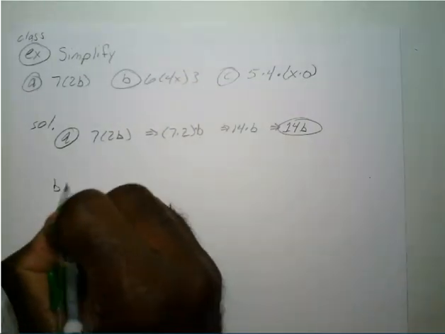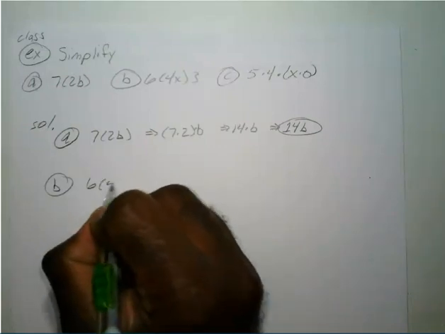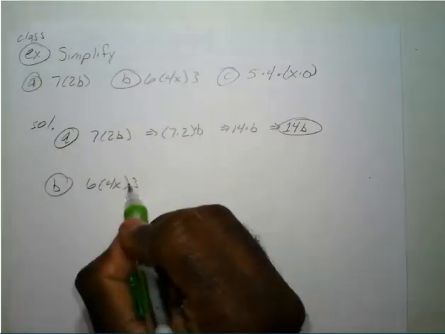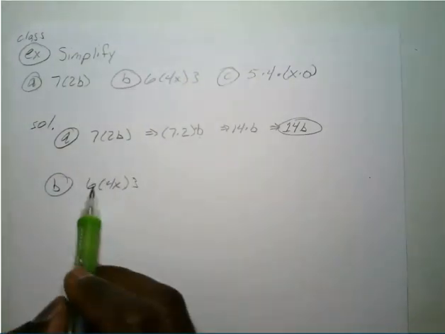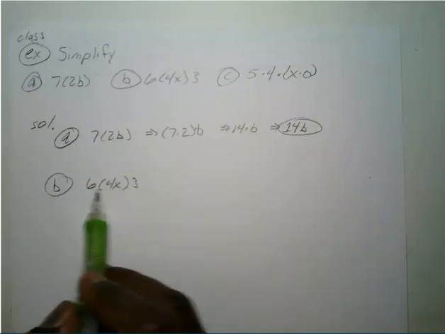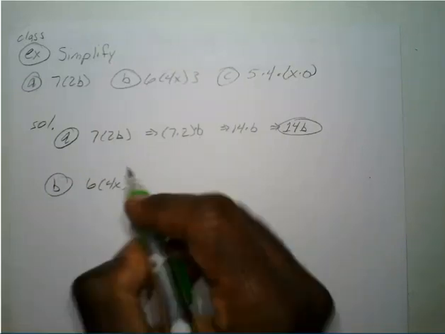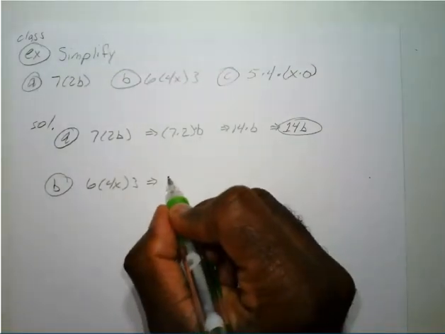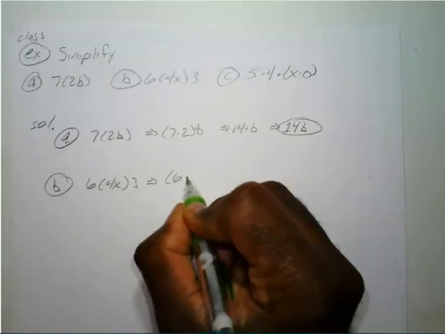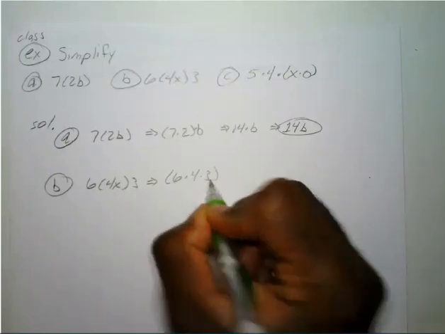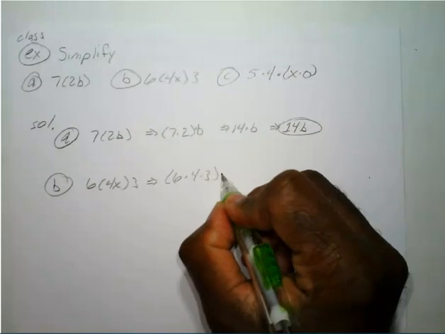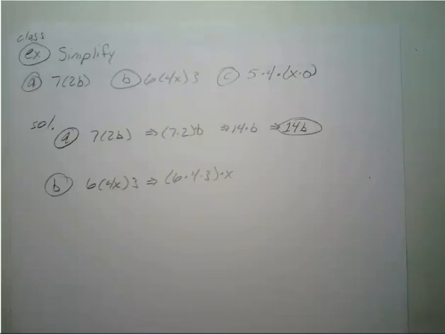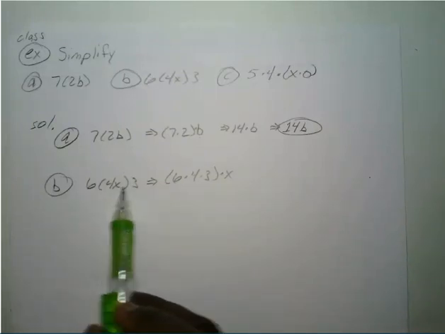Okay, now for problem B, you have 6 times 4x times 3. And again, if you want to put the dot there, you can. But whenever you have the parentheses and a variable or number right next to it, it's automatically multiplication. Okay, now using the associative property and the commutative property, you have 6 times 4 times 3 times x. Or you could just put x right there.